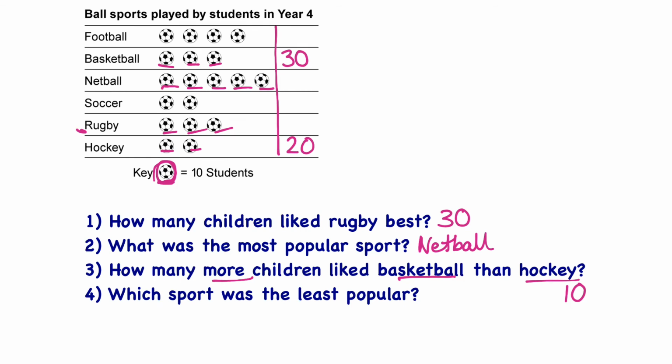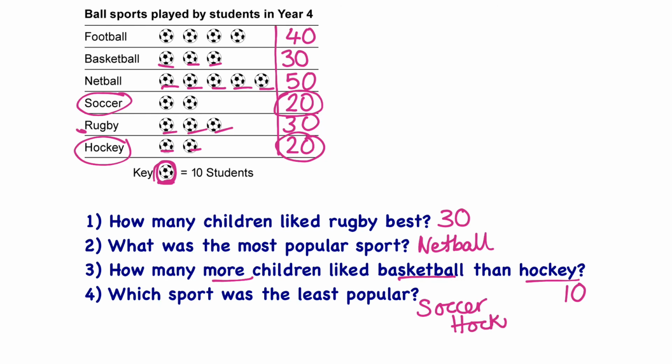And the final question says, which sport was the least popular? So let's have a look. Well, football's got 40, basketball's got 30, netball had 50 votes, soccer had 20, rugby had 30 and hockey had 20. So I can see that these two are the least, so that means soccer and hockey had the least votes, so they were the least popular. So soccer and hockey. How did you find that?